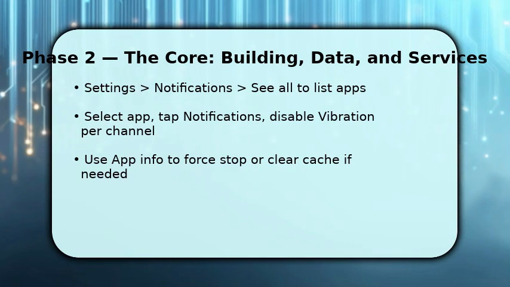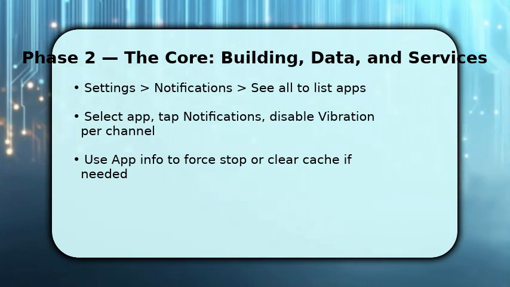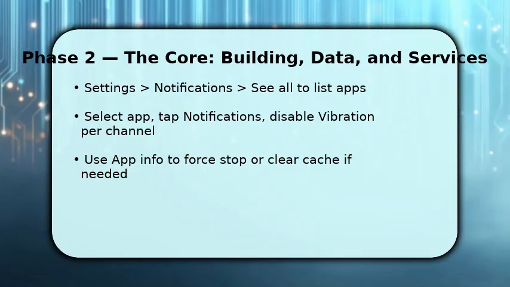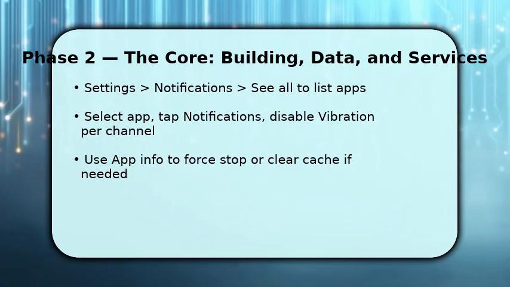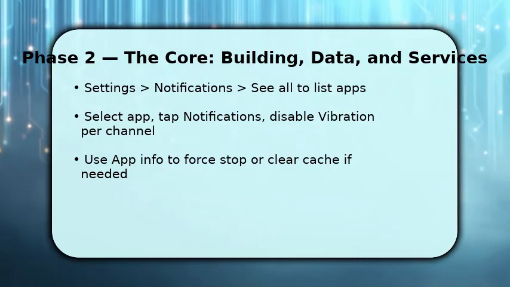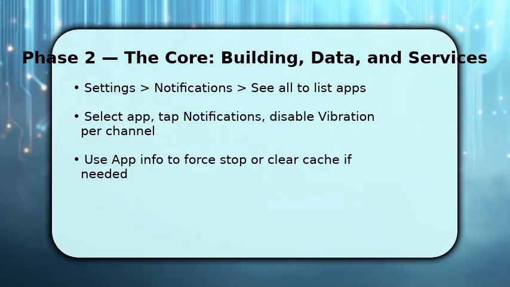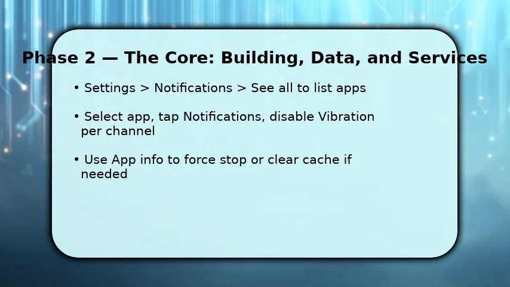Next, you'll stop lingering app vibrations. Go to Settings, Notifications, then see All to view apps. Tap an app, open its notifications, and for each channel, turn off vibration. This is important because many apps control their own channels, so changing system vibration doesn't affect them.